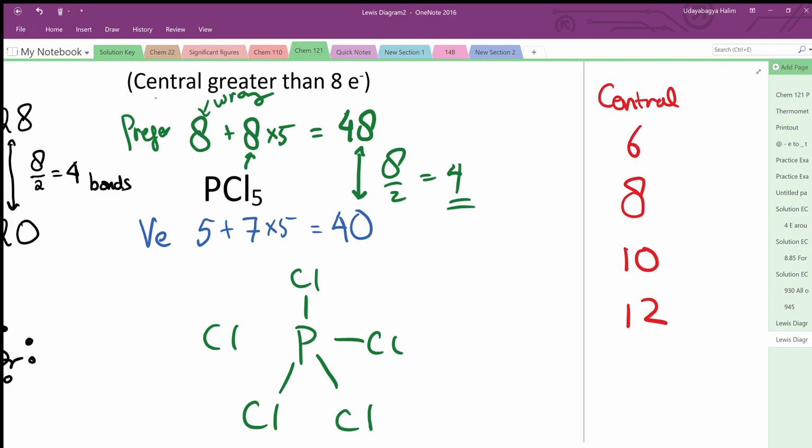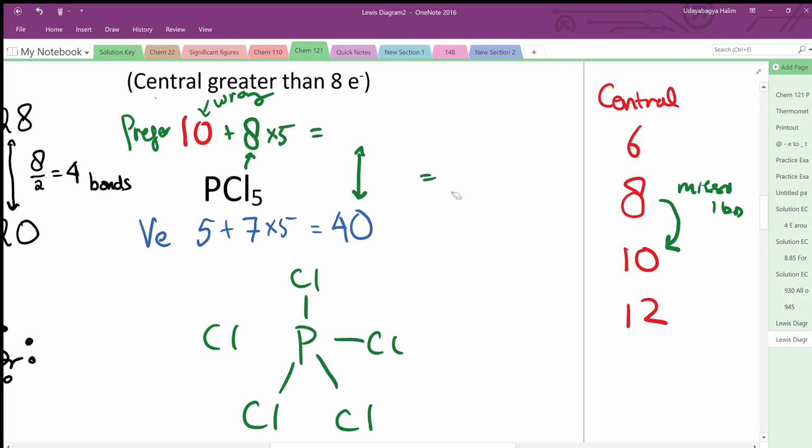So if you remember, each bond counts as 2 electrons. So I'm missing 1 bond. So I'm just going to move from 8 to 10. So that means my central atom in the correct diagram will prefer to have 10 electrons in total. So if you recalculate everything again, 10 plus 40 equals 50. So the difference between the two is 10 divided by 2. So I have 5 bonds to give. So the proper Lewis diagram is now, I have 5 bonds to give.